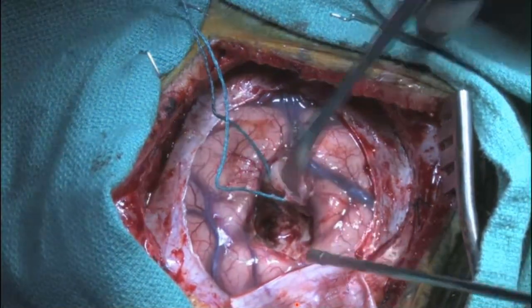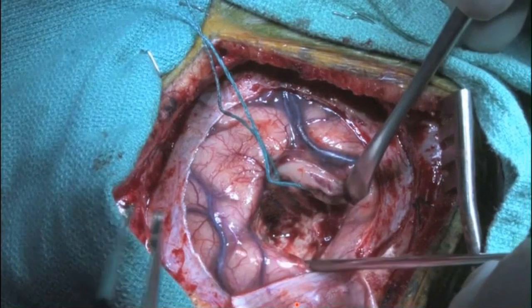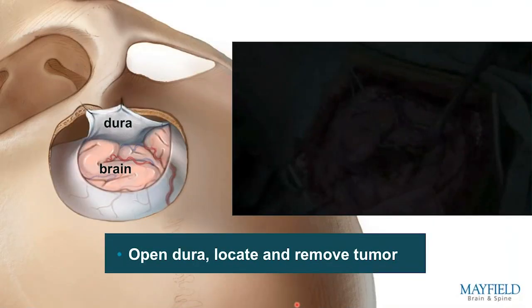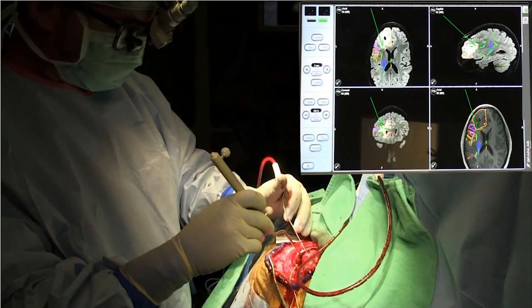After he does that, he's going to examine the tumor cavity, which is the place where the tumor was before. He's going to make sure that there's no bleeding and no residual tumor cells left in the cavity. Another way he can use stereotactic navigation is at this point, to check the perimeters of the tumor cavity to make sure there's no tumor left.